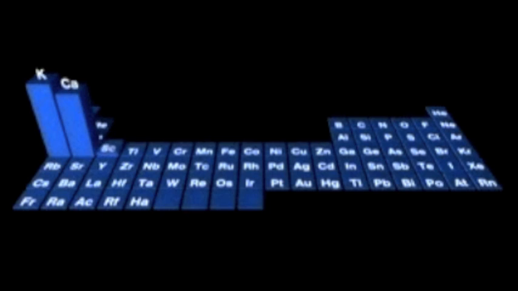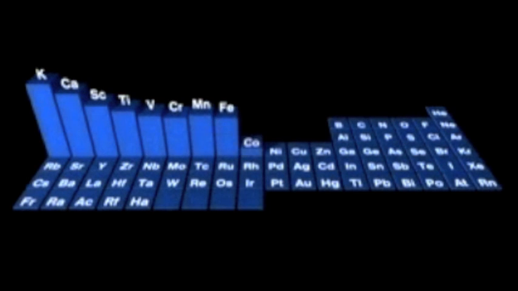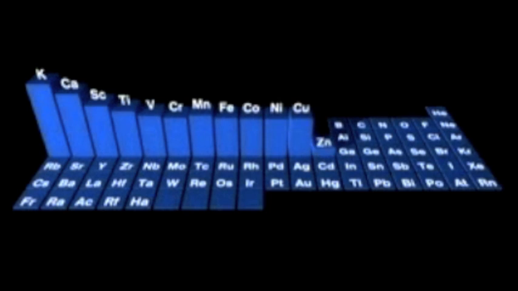As we proceed across the first long row of the table, in which electrons are being added to the valence shell d orbitals of the metals, we see an overall decrease in radius as a result of increasing effective nuclear charge.